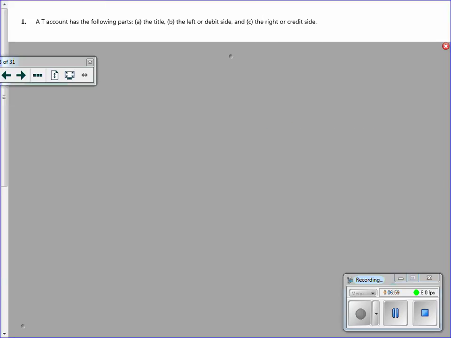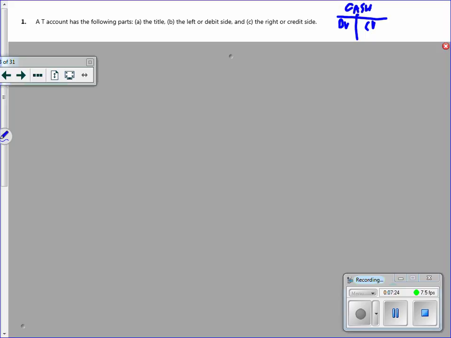Okay. A T account has 3 parts: a title, a debit, and a credit. A T account is just like a tool that the accountants use. So there's the T. If I were making the cash T account, there'd be a title, there'd be a debit, and there'd be a credit. 3 parts to a T account.